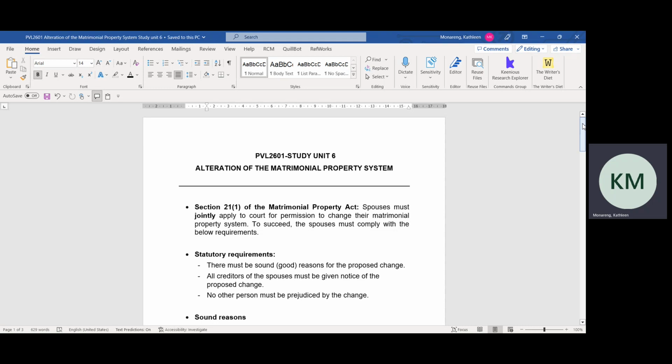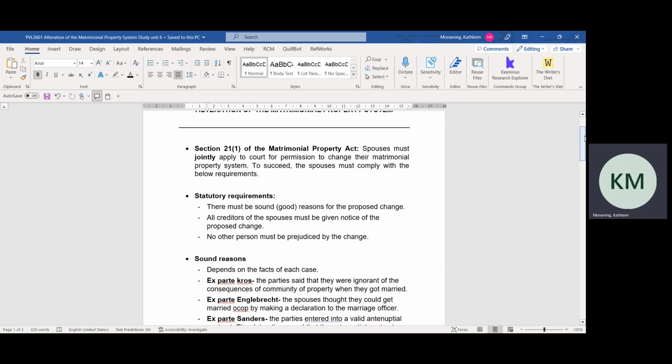Alteration of the matrimonial property system is regulated by Section 21, subsection 1 of the Matrimonial Property Act. Spouses must jointly, in other words, together apply to court for permission to change the matrimonial property system. If one spouse wants to change it, but the other does not, the application cannot be brought to court. And the application must be brought to the High Court. It does not belong to the Magistrate Court or the Regional Court.